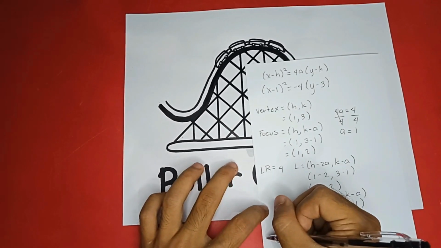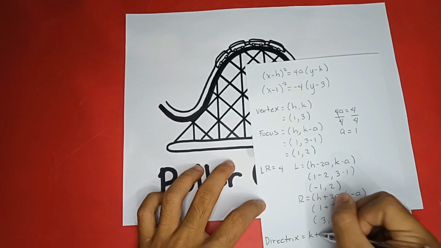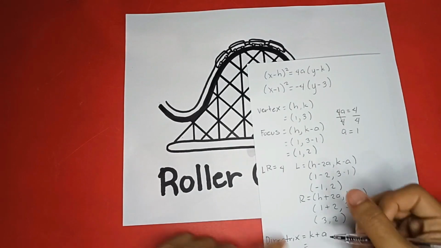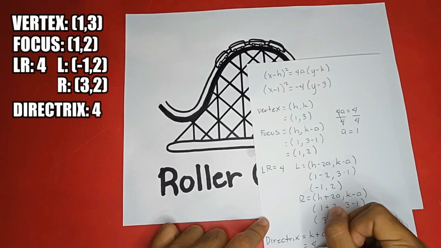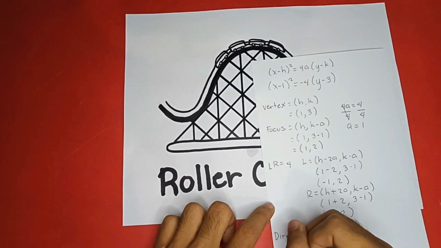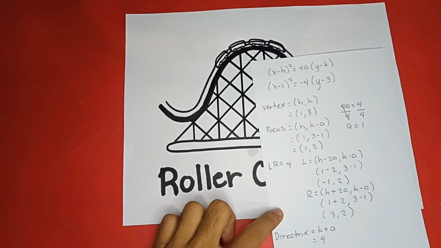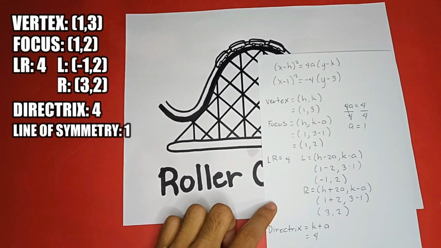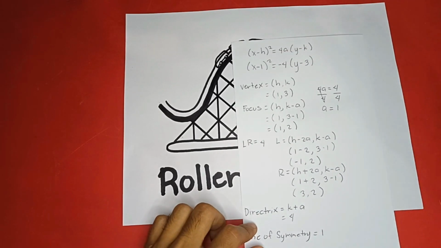Next, the directrix. The equation is k + a. Our k is 3 plus a. Our a is 1, equals 4. 3 plus 1 is 4. And now, the last is the line of symmetry. The equation of the line of symmetry is h. Our h is 1. Now, we're going to graph this equation.